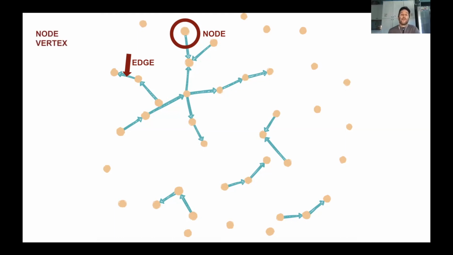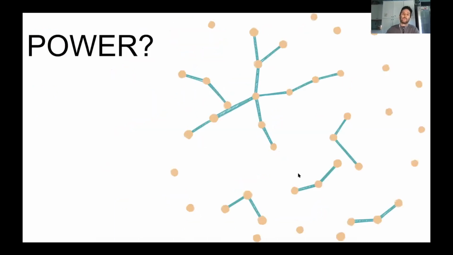Now, when we say node, typically we refer to those circles as nodes. Sometimes you'll also hear them referred to as vertex or vertices. And when we talk about edges, sometimes they're called edges, sometimes they're called connections, and sometimes they're called links. And that's why this kind of chart is oftentimes called a node link diagram.